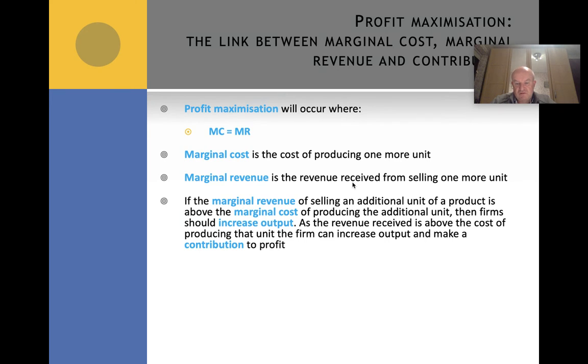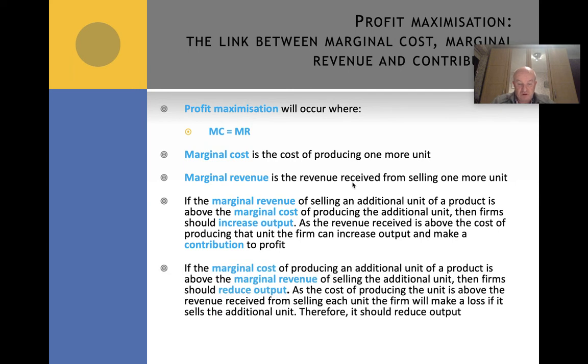As the revenue received is above the cost of producing that unit, the firm is going to carry on and increase output because it's going to make a contribution towards profit. If we get to a scenario where the marginal cost of producing the product is above the marginal revenue, then a firm attempting to profit maximize would choose to reduce output, because for each unit where the cost is higher than the revenue you're receiving from it, essentially for each unit of output produced over and above that, you're going to lose money.